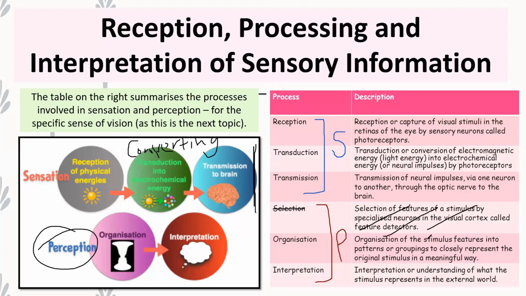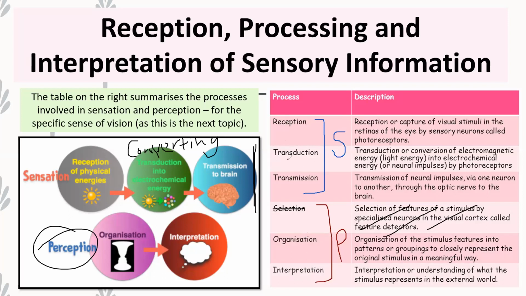So that's basically organization and interpretation. And if you look at these, to be honest, most of the names of the processes themselves give away what the process is about. So reception comes from the word receive, which is when you receive the initial raw data in the form of an image or sound by your sensory organs. So if it's vision, it comes into your eye.